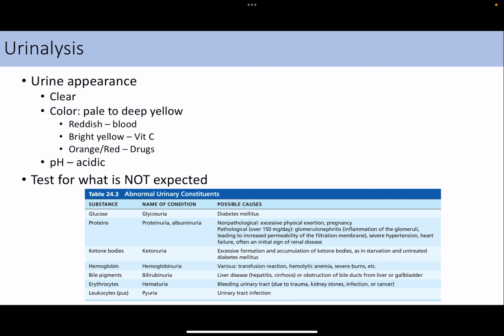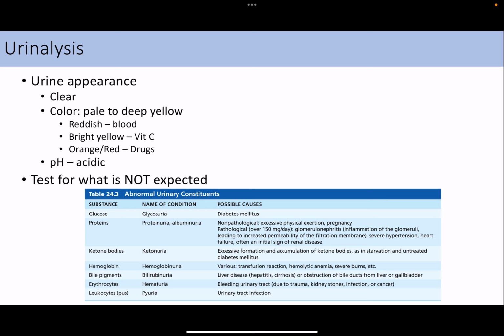So things like glucose and everything that's found in the urine that shouldn't be there, you end it with -uria. So glucosuria, if you have glucose in the urine. Proteinuria, if you have protein in the urine. If you have ketone bodies, like we see with people with diabetes or who are on a carb-restrictive diet, ketonuria. If you have hemoglobin in your urine, which you shouldn't, hemoglobinuria. If you have bile pigments or bilirubin in your urine, bilirubinuria. Hematuria, if you have erythrocytes in your urine. And if you have leukocytes or pus in your urine, pyuria.